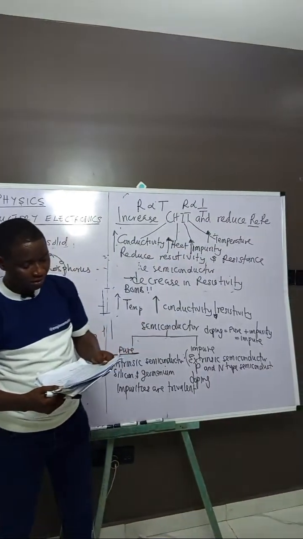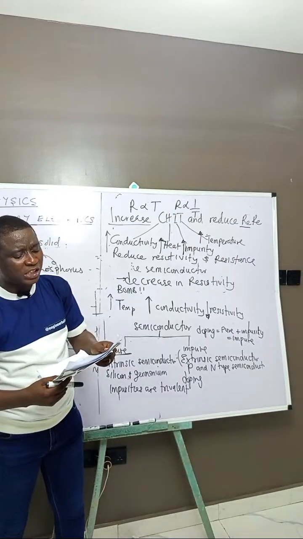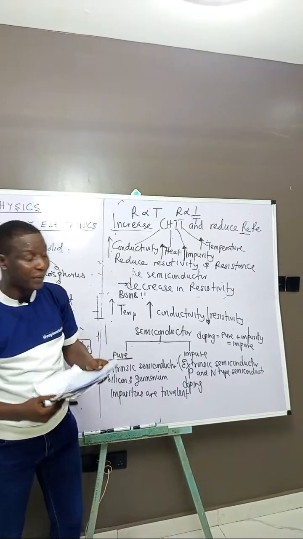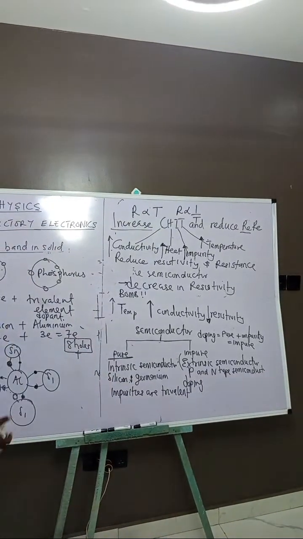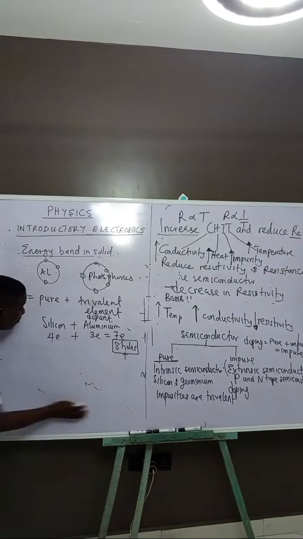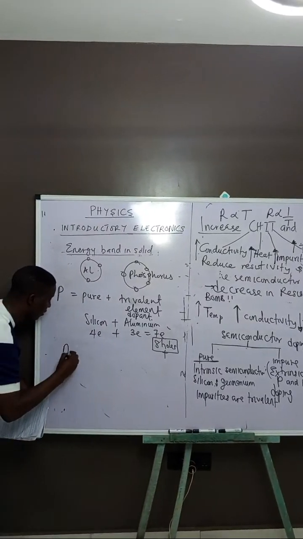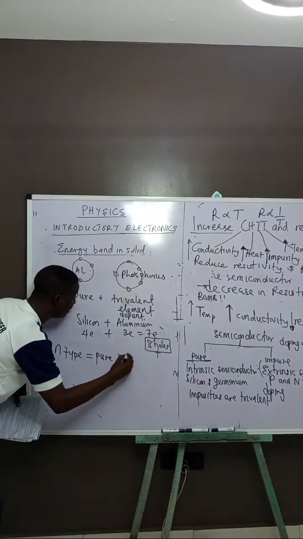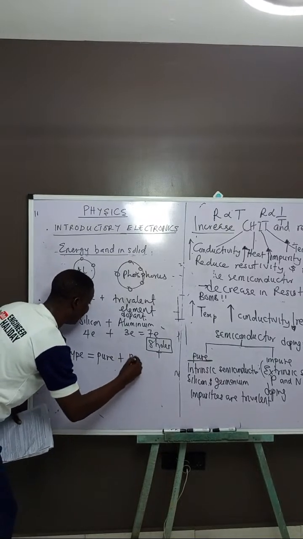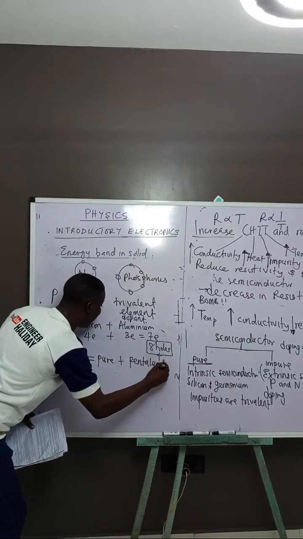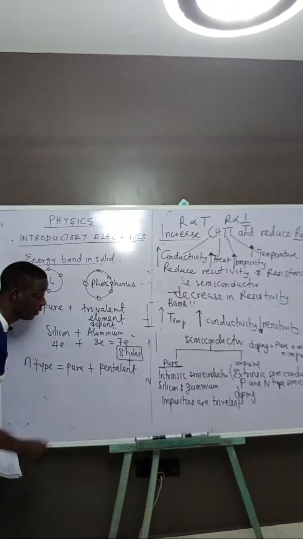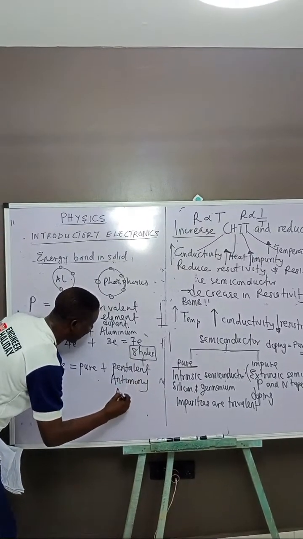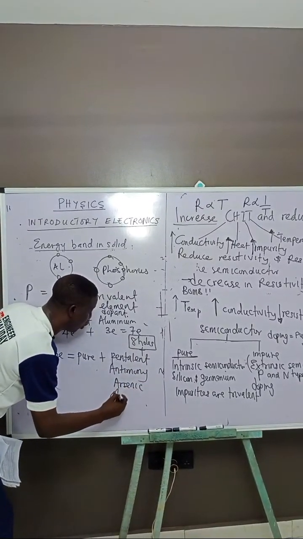That is the answer. A certain manufacturer wishes to make an N-type semiconductor. Which material will he select for doping? You want to make an N-type semiconductor. An N-type semiconductor can be produced by what? Because we have not talked about N-type. N-type is pure plus what? Trivalent. Sorry, pentavalent. Pentavalent is chemistry group 5. Examples are antimony, arsenic, phosphorus.